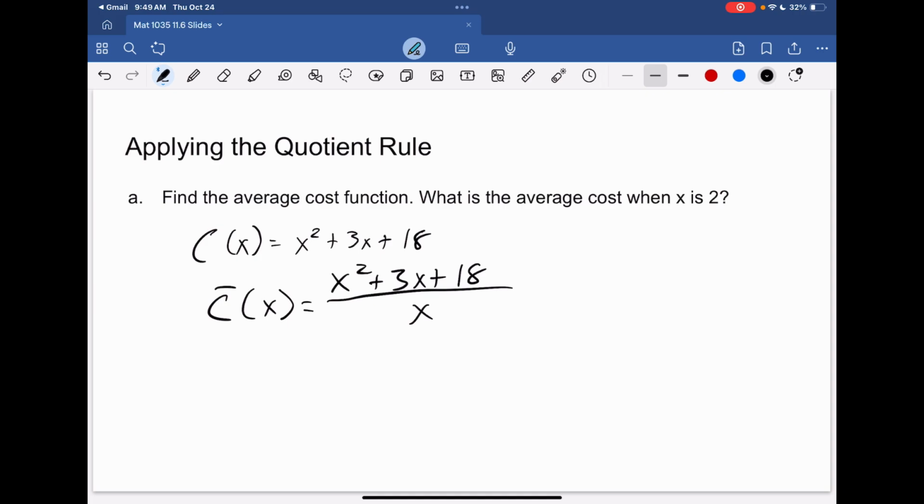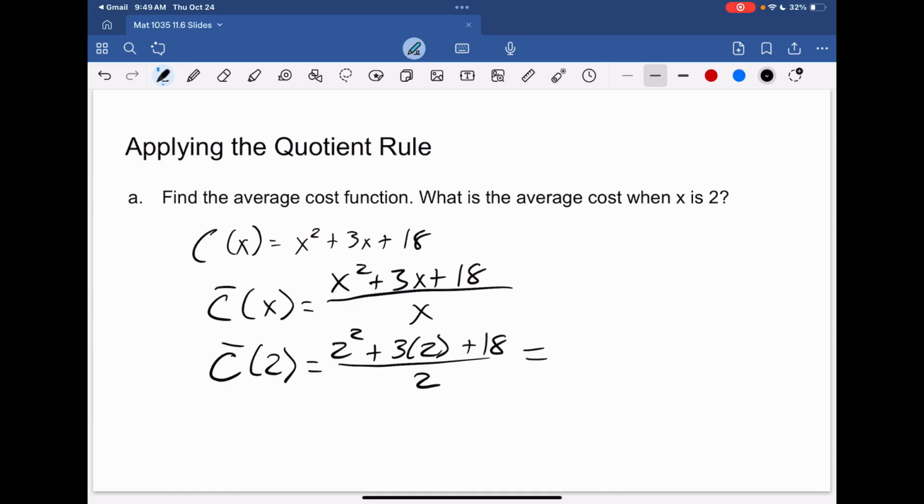So what does that allow me to find? Obviously, again, it's not linear, which is okay. Then this allows me to say, when I'm producing 200 items, my average cost to produce 200 items is so much per item, and that's what we're going to find out. So I want to find when x is 2, so I just plug 2 into this function.